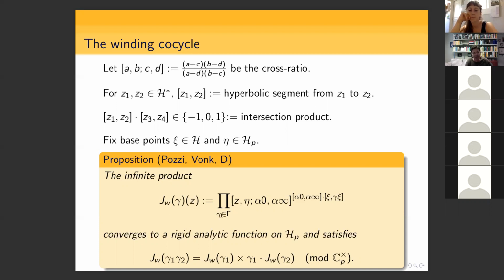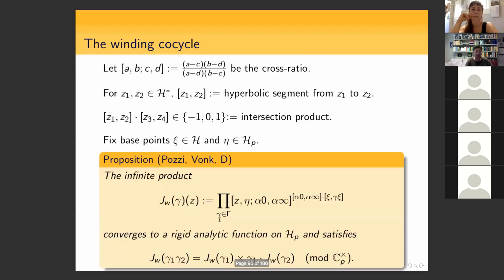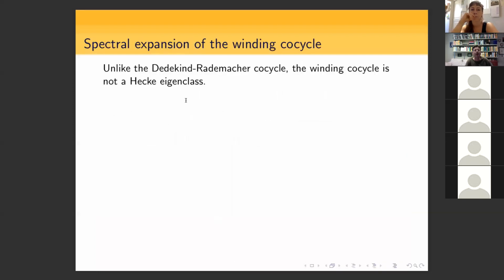Oh, I'm sorry, there's a typo here. This gamma in the product should be an alpha. So I'm taking the product over all the alphas in gamma. Sorry about that. And the gamma in the exponent is fixed. Okay, so this is the definition of the rigid analytic cocycle, which we call the winding cocycle.